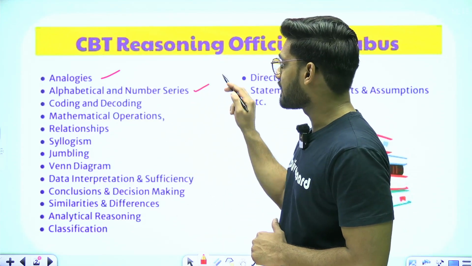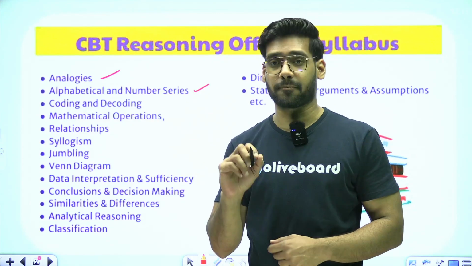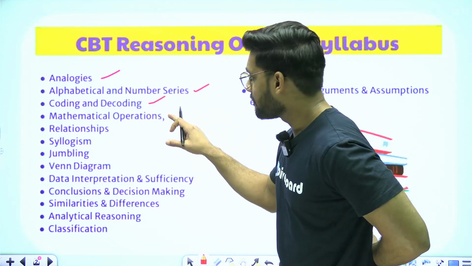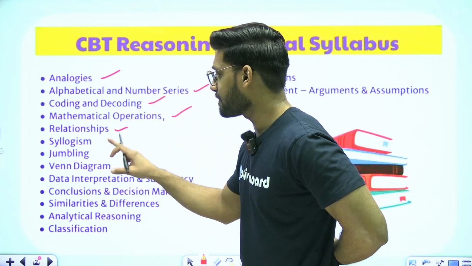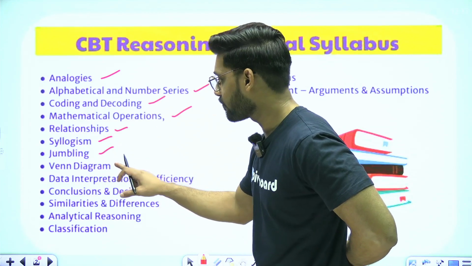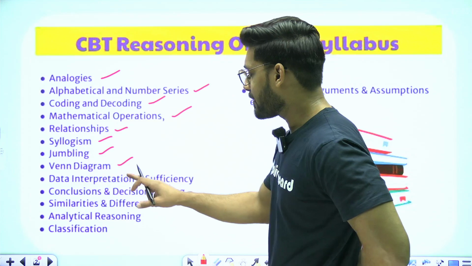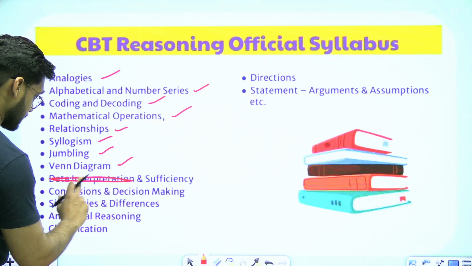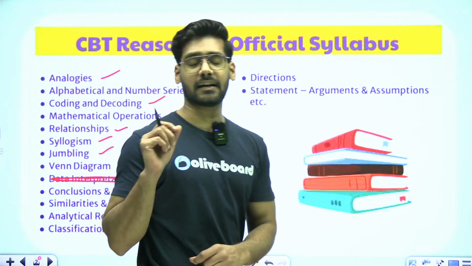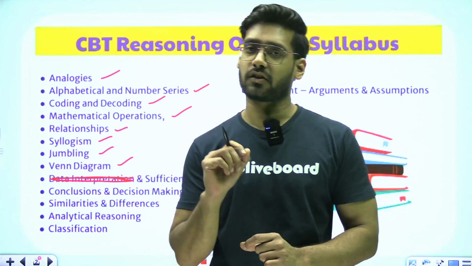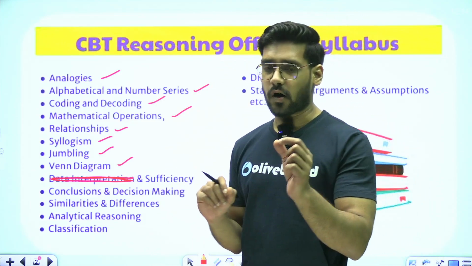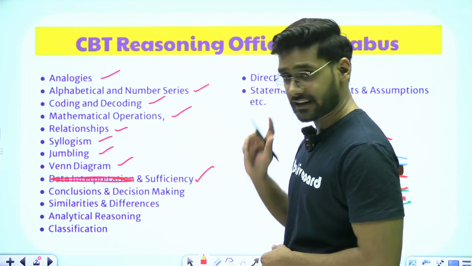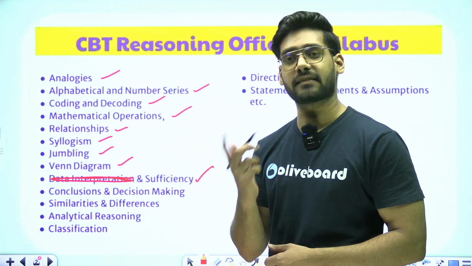Alphabet and number series is also a crucial chapter in the reasoning. Coding, decoding, mathematical operation, relationships, syllogism, jumbling, Venn diagram. Data interpretation is not being asked in the reasoning section. This data interpretation is only asked in the quantitative aptitude, that is quant, or I should say maths. But data sufficiency is being asked in the reasoning in the CBT1 and the CBT2 as well.